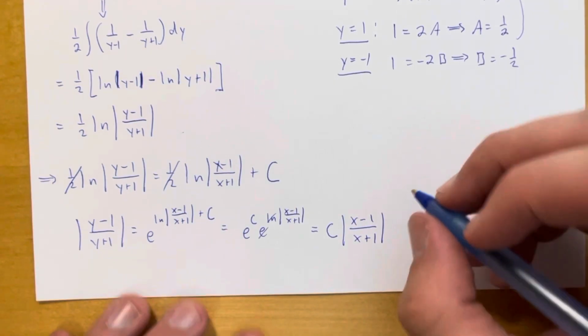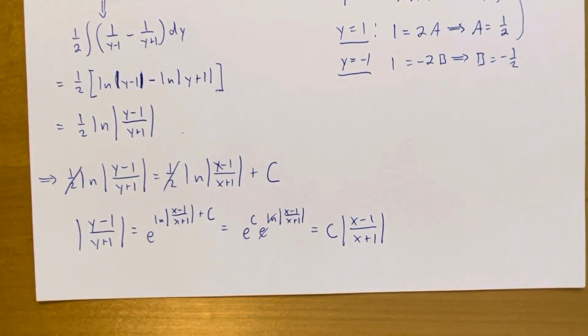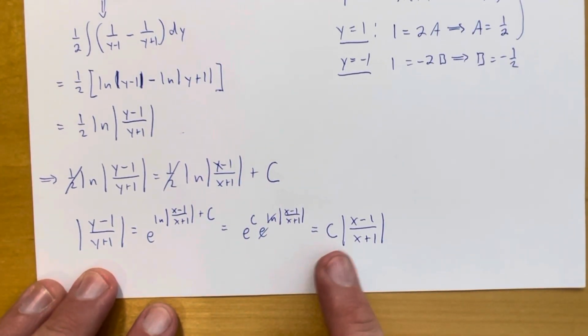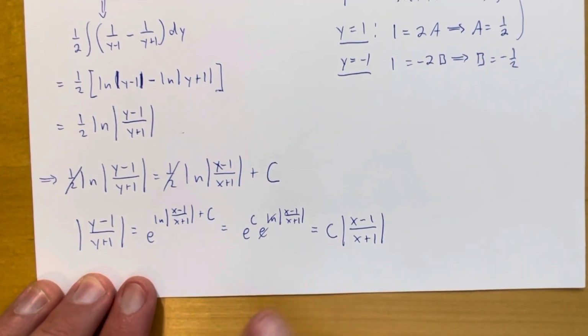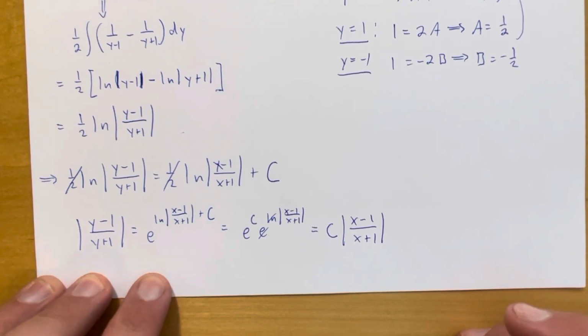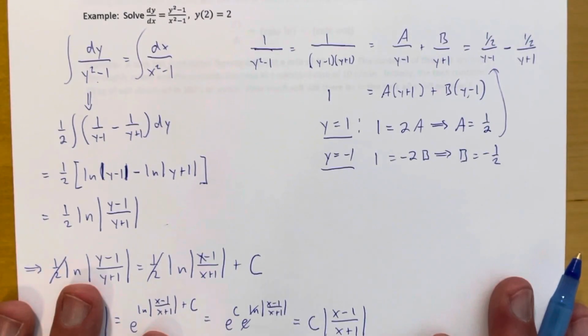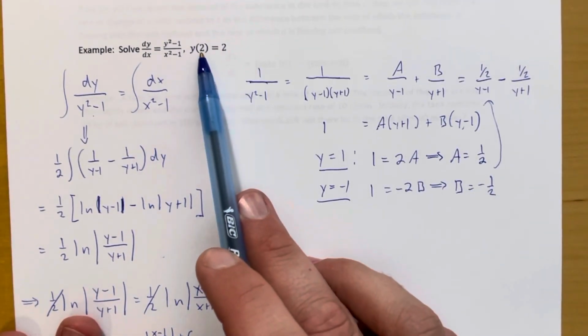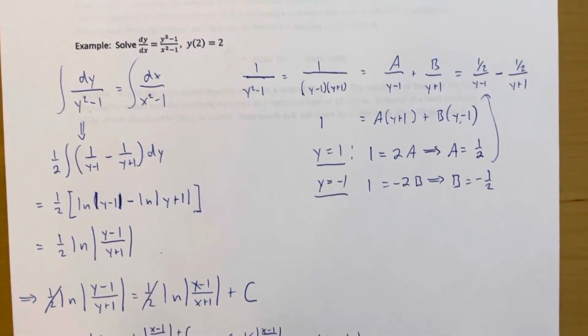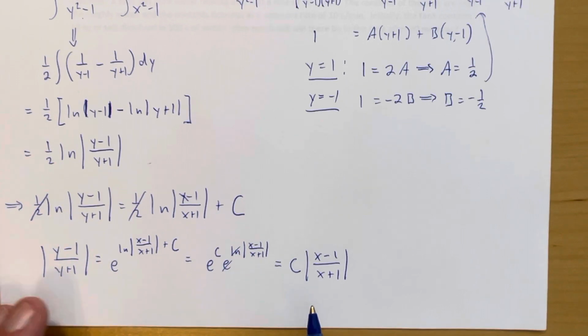Okay, so I can continue working through some simplification here to try to get y by itself. But rather than do that, what I want to do is see if I could figure out what c is. So up here, I have this initial condition, y of 2 is equal to 2. I can plug a 2 in for y and a 2 in for x on both sides of this and attempt to solve for c.